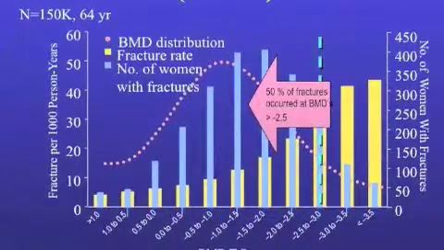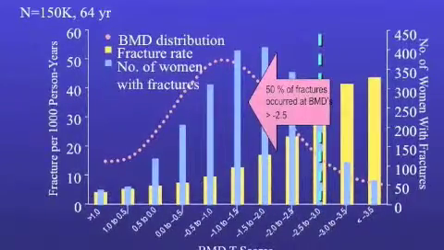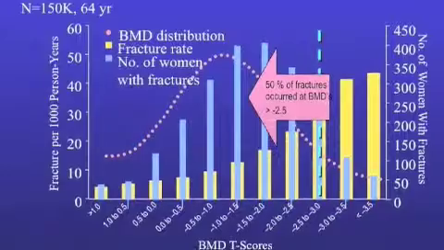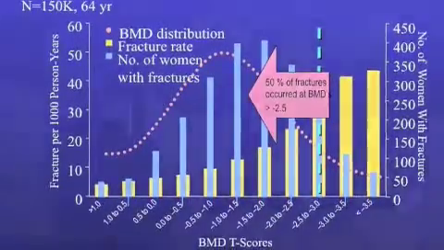Now, these are the results here. The gold bars represent fracture rates, expressed as fractures per 1,000 patient years. And you can see as bone mineral density decreases, the fracture rates increase, which is to be expected. And this dotted line represents the osteoporotic threshold. So everyone to the right of this line has osteoporosis. So you can see the highest rates of fracture occur in individuals with osteoporosis.